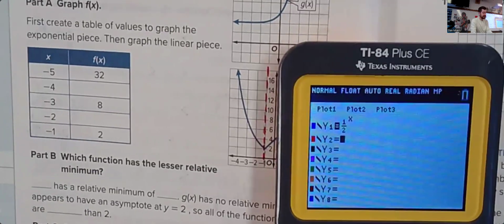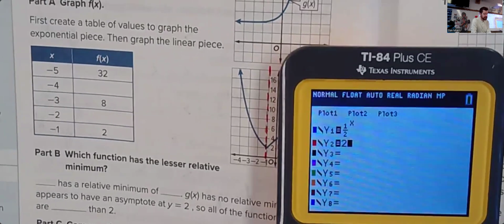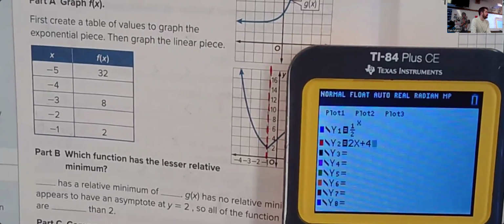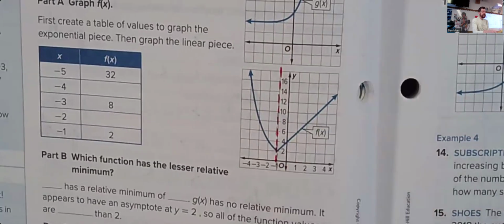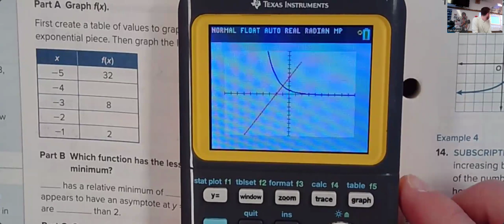Leave 1/2 to the power of x up there. Type in the next one, 2x plus 4. What kind of a graph is 2x plus 4? Linear. Yeah, it makes a line, which that part of the graph is a line. So if we go back to the graph here, let's see what happens.